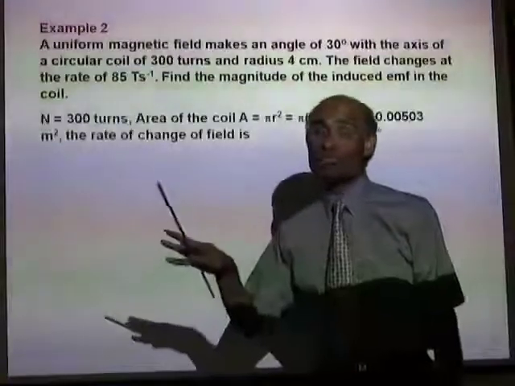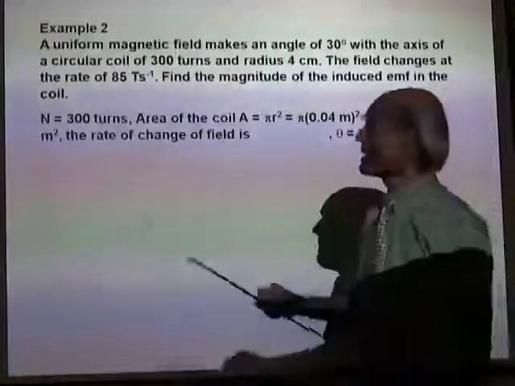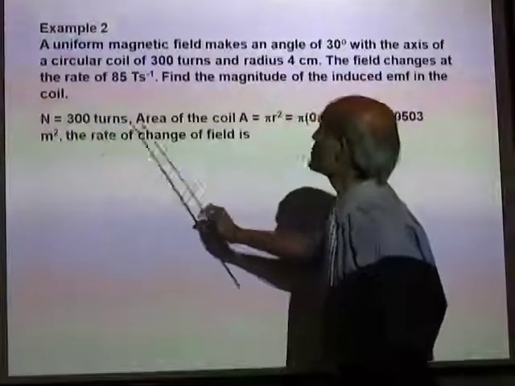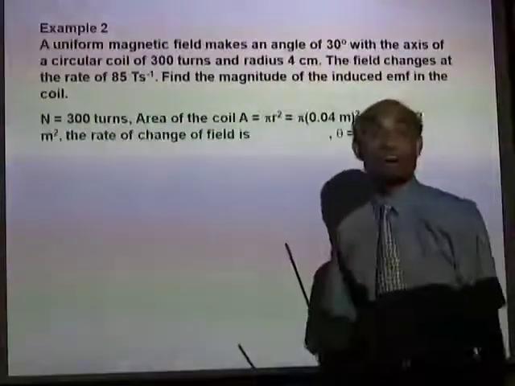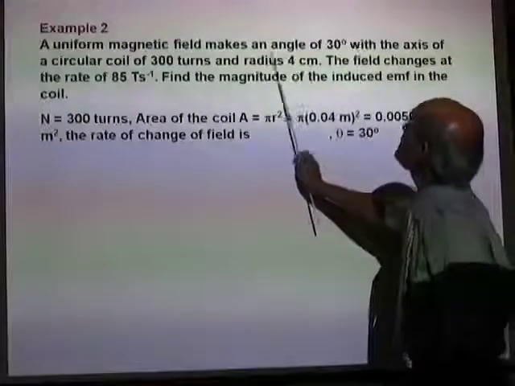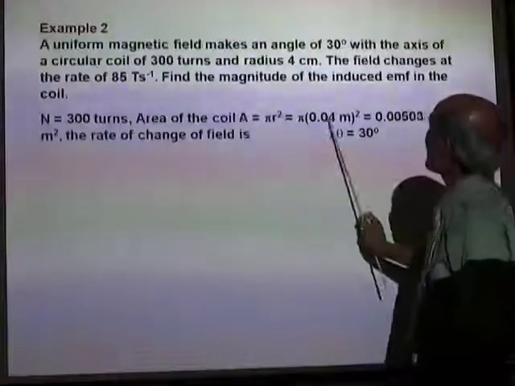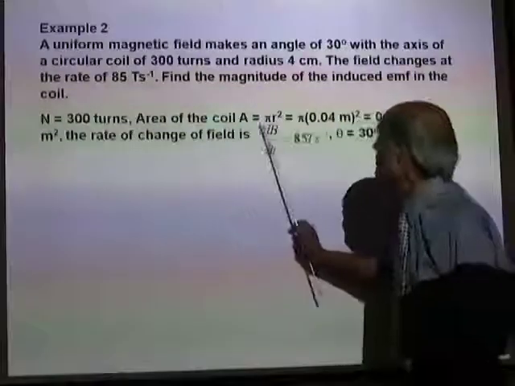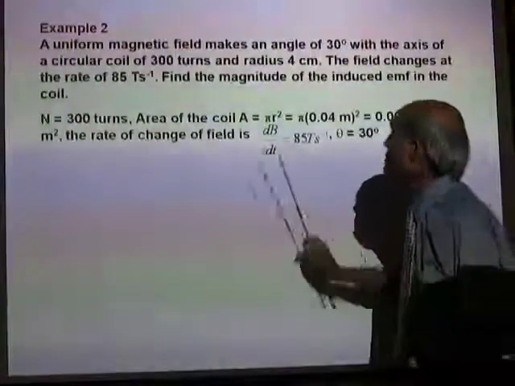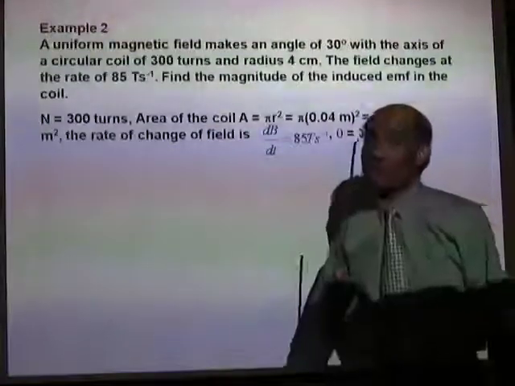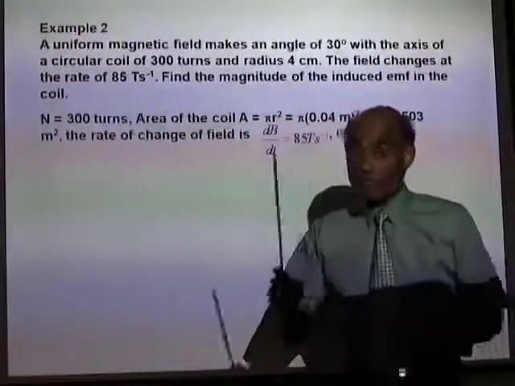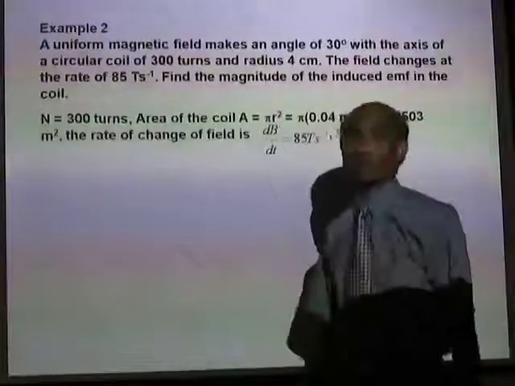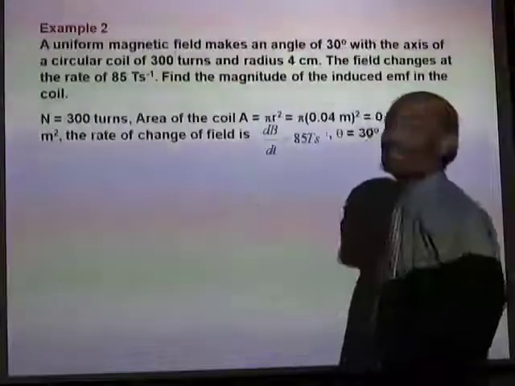All these are simple, straightforward problems. Well, what are the things we know? We know that the number of turns is 300 turns. We need the area of the coil. We are given the radius, so use the radius to find the area of the coil. And we are also given the rate of change of flux, dB by, well, we are not given the rate of change of flux. Go and watch there. You are given the rate of change of the field. So dB by dt is given.